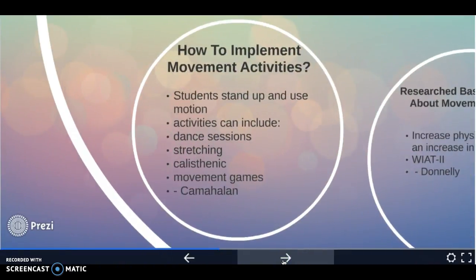So now that we know that these movement activities do help, you're probably questioning how to implement them. So, how to implement them? According to Camahalan, there are a variety of ways to do so. The students can start the class by using motion by dance sessions, stretching, calisthenics, and movement games. He did this for a full week, and results concluded that the students were able to understand the concepts of various topics better than without physical activity. So if he only did this for a week or a few weeks, imagine implementing this for a whole year.